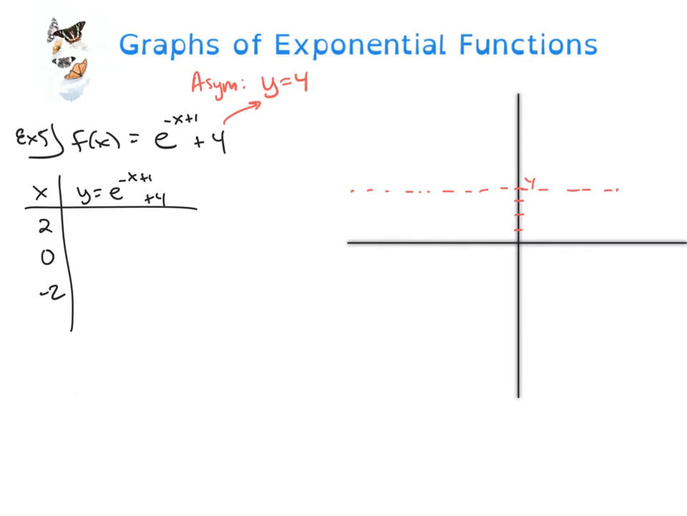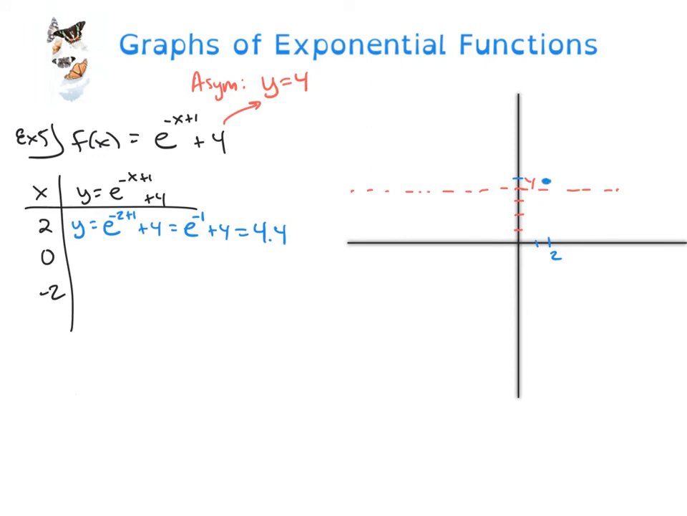And I'm going to still plug in x equals 2, 0, and negative 2. So I'm going to need my calculator because of the e. E to the negative 2 plus 1 plus 4 is e to the negative 1 plus 4. And I'm just going to approximate this to 1 decimal place. So approximating that to 1 decimal place, I've got 4.4. Okay, so when x equals 2, y is equal to 4.4.